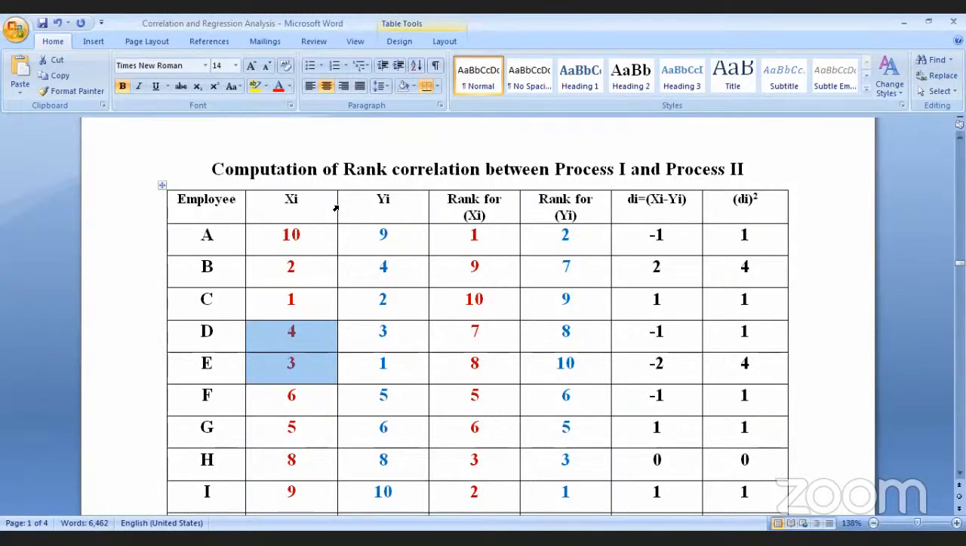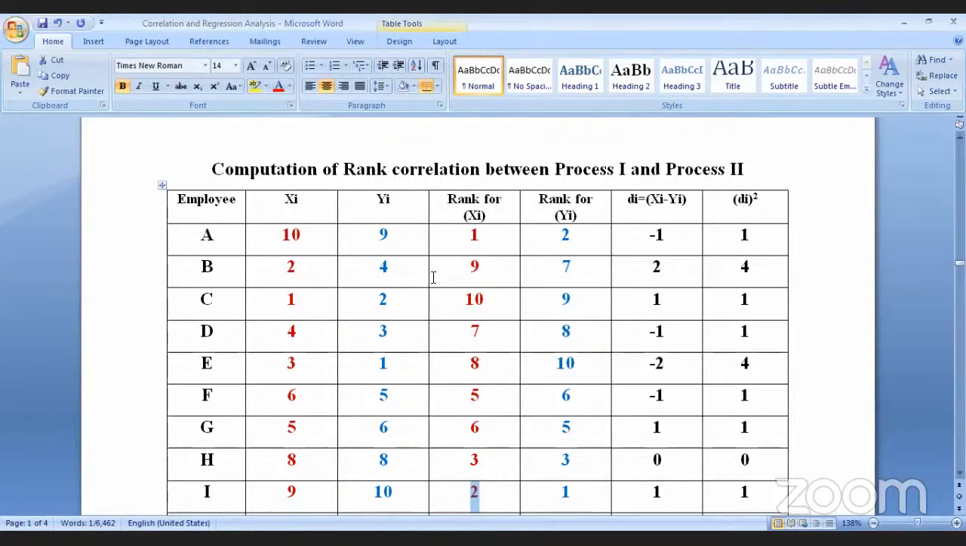Okay, then that is Xi and Yi. Their ranks are also given. So the ranks for Xi and the ranks for Yi. The bigger number, 10, has been given the first rank, and 9 has been given the second rank. Just as in school, the person who got more marks gets the better rank, in the same manner we are going to give the ranks here.